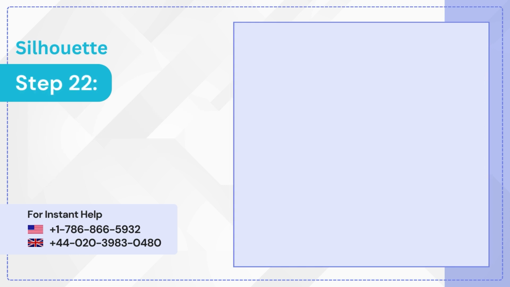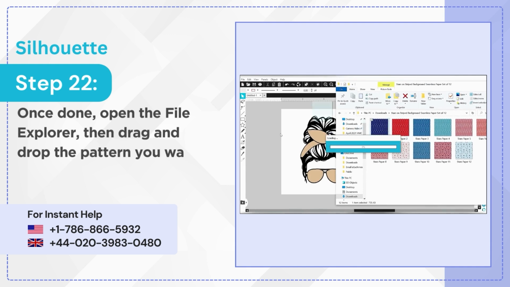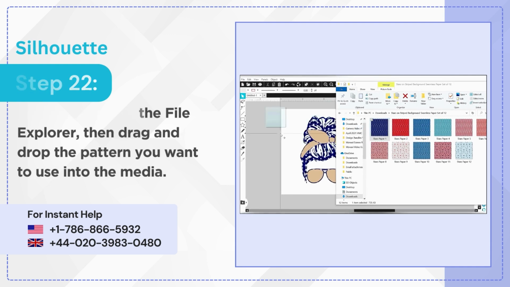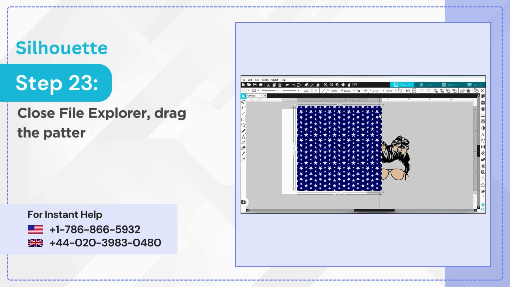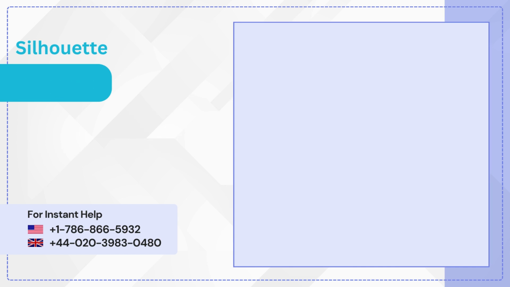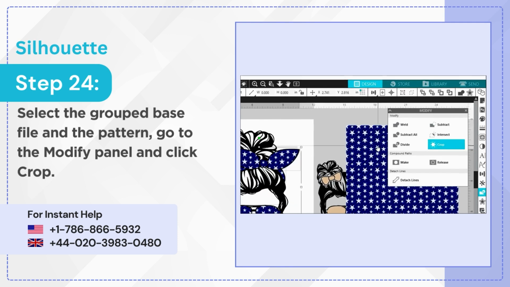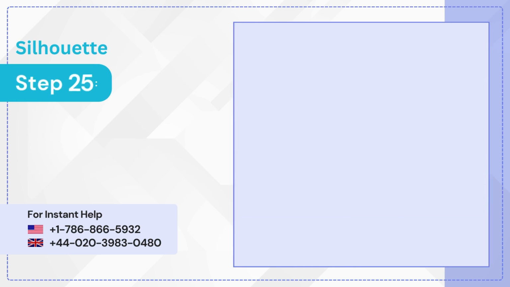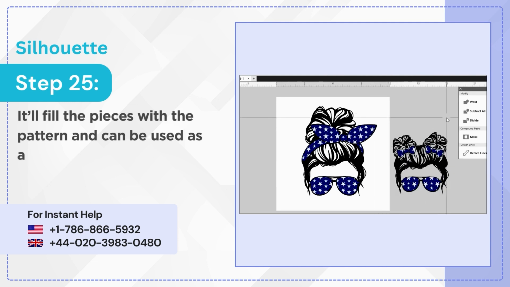Step 22. Once done, open the File Explorer, then drag and drop the pattern you want to use into the media. Step 23. Close File Explorer, drag the pattern over the design and click Send to Back. Step 24. Select the grouped base file and the pattern, go to the Modify panel and click Crop. Step 25. It'll fill the pieces with the pattern and can be used as a printable design.